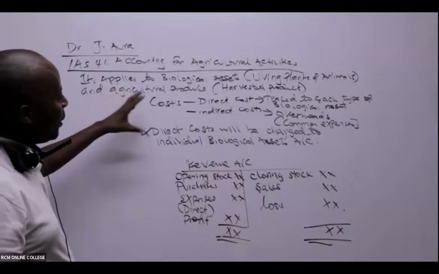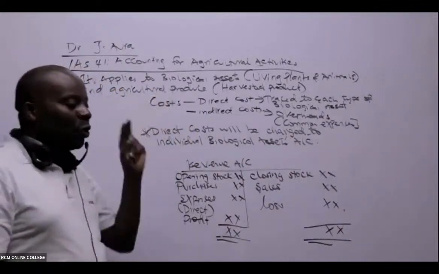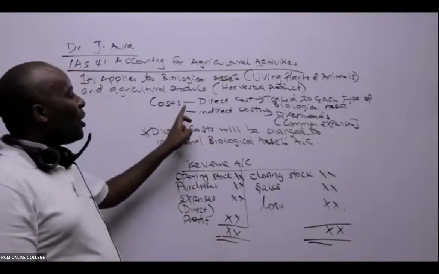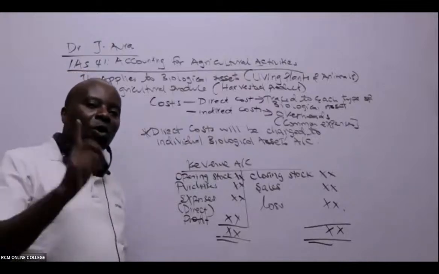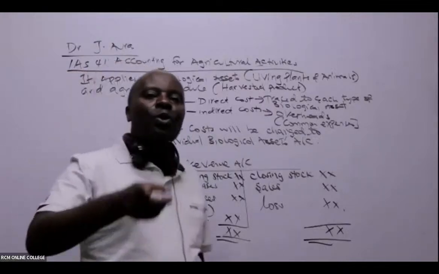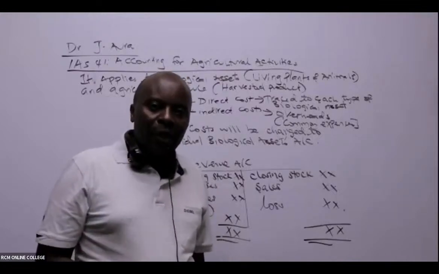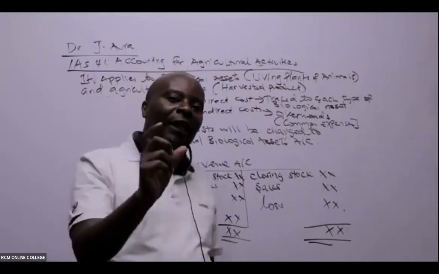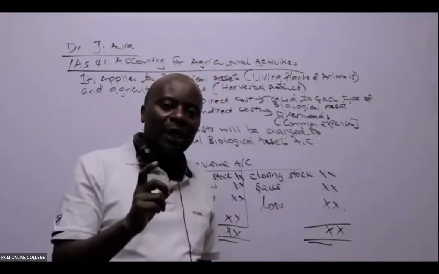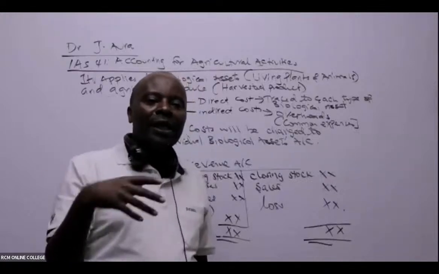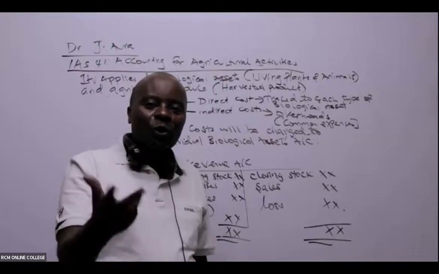I've called your attention to something very important here on costs, where we have two types of costs. We have direct costs, and number two, indirect costs. Direct costs are those costs that you are able to trace directly to each biological asset. For example, when I buy fertilizer in my farm, I've given you an example of a farm that we run, which I've taken my students to severally.